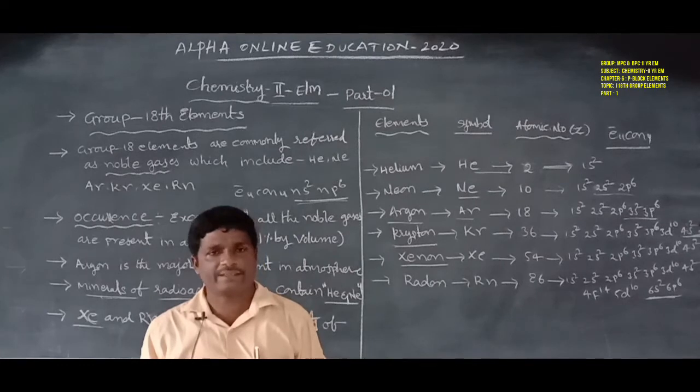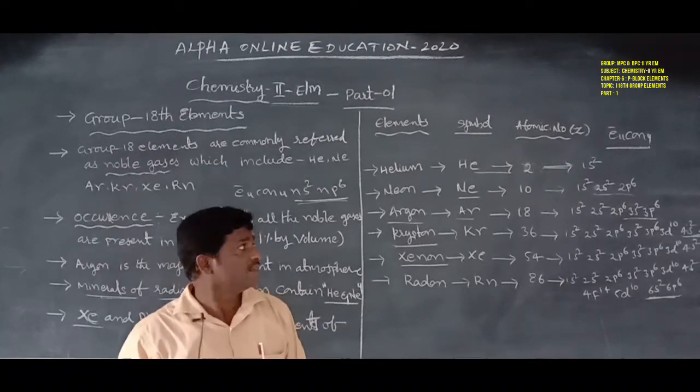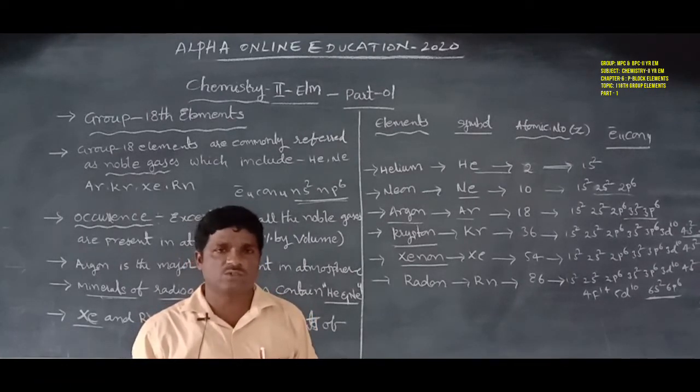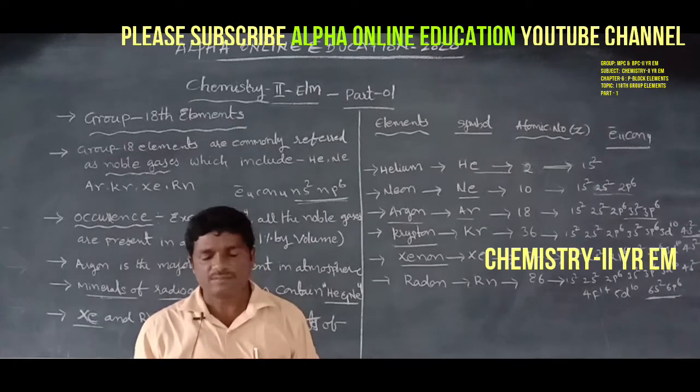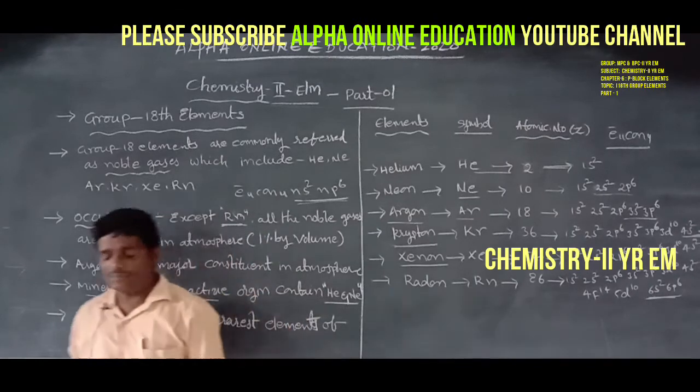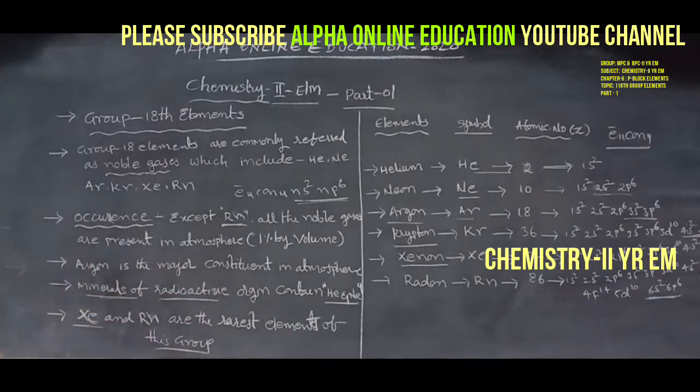That is the electron configuration of the zero group elements, or 18th group elements, or noble gases, or inert gases.